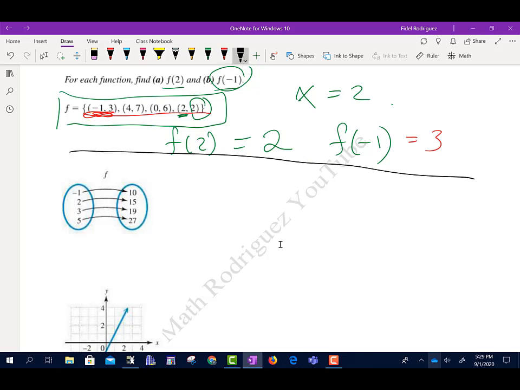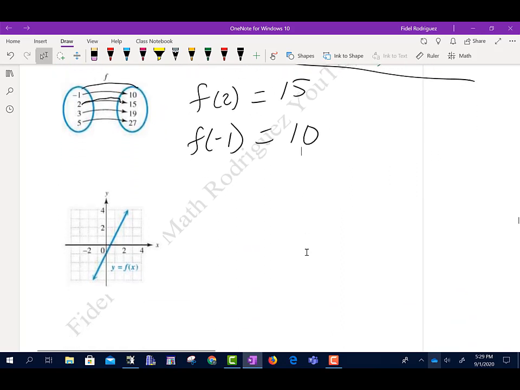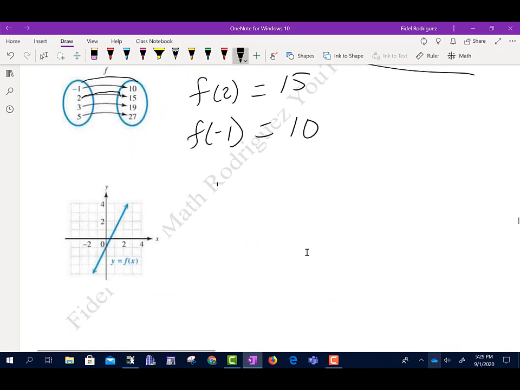Let's do the same thing for our picture here. f of 2. 2 gets hooked up with 15, and negative 1, negative 1 hooks up with 10. Okay. And we can do the same thing here, f of 2, f of negative 1, based on our picture.